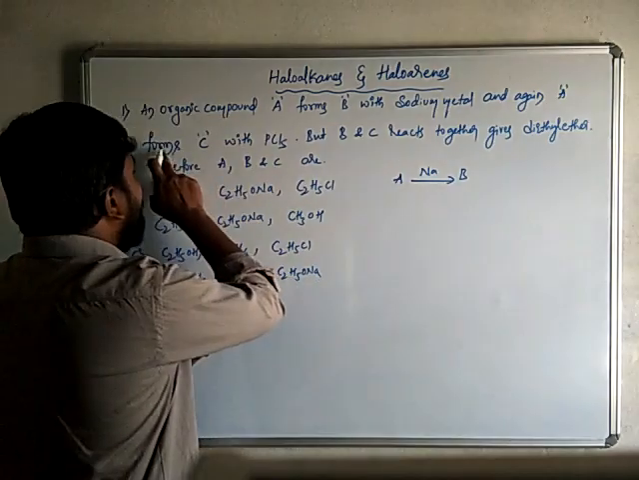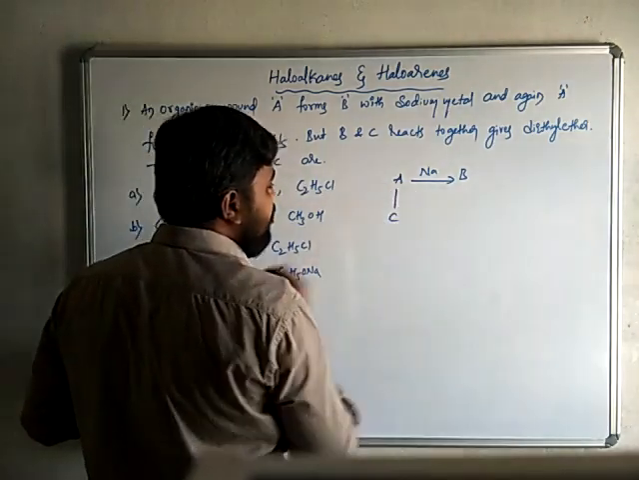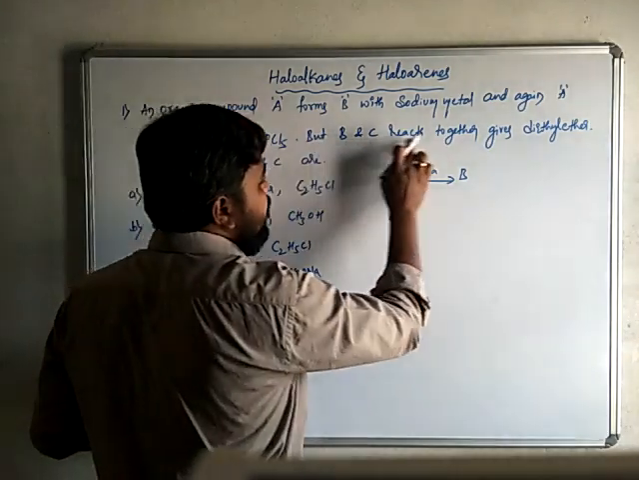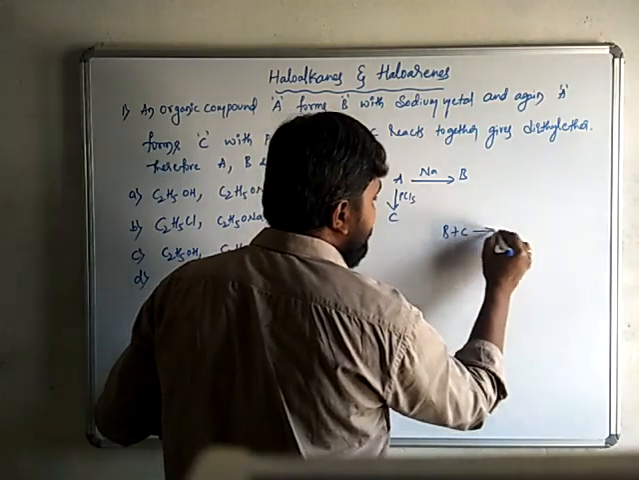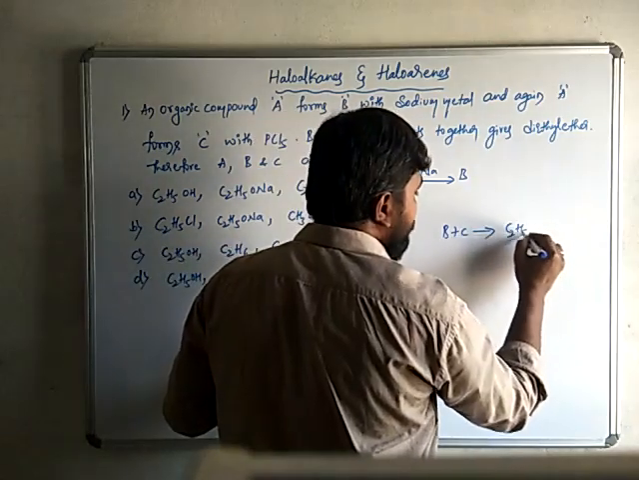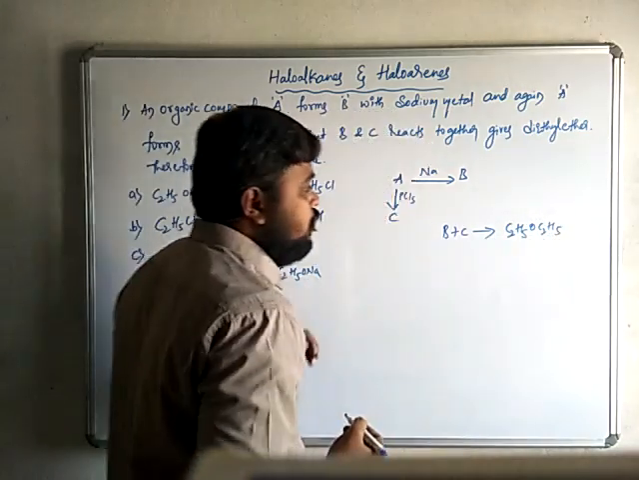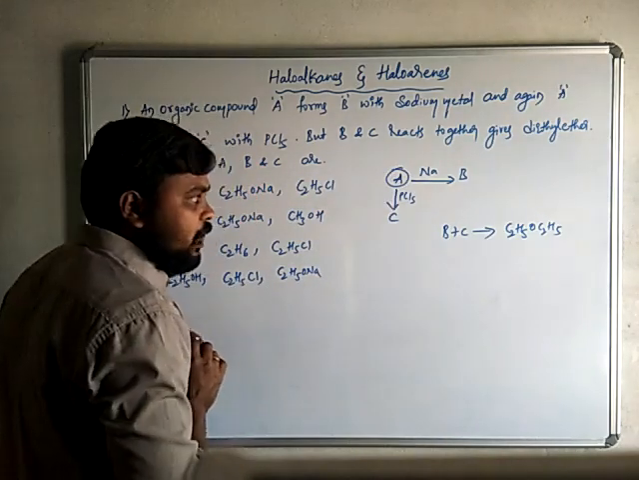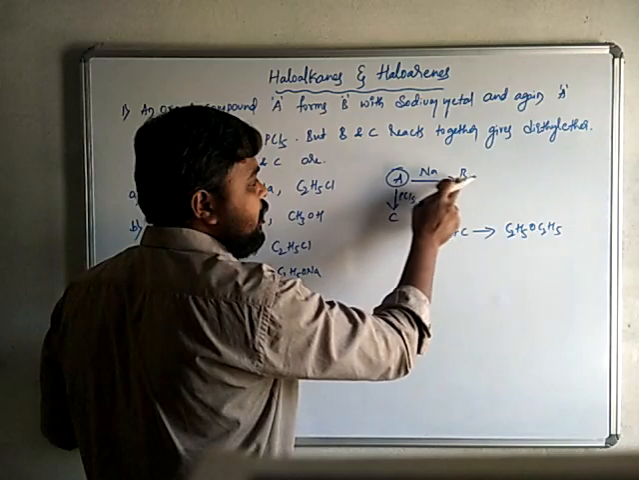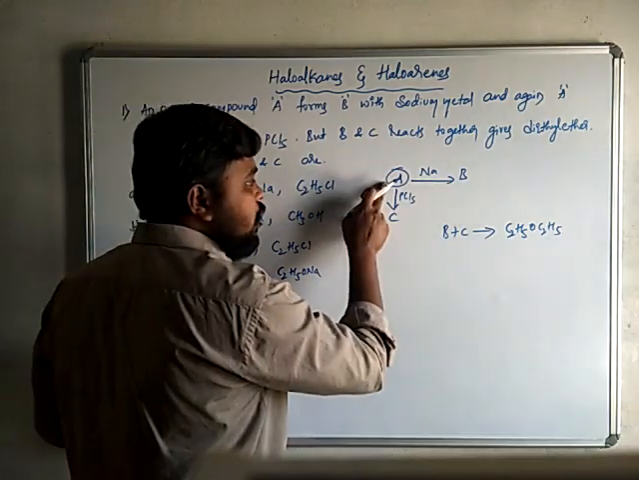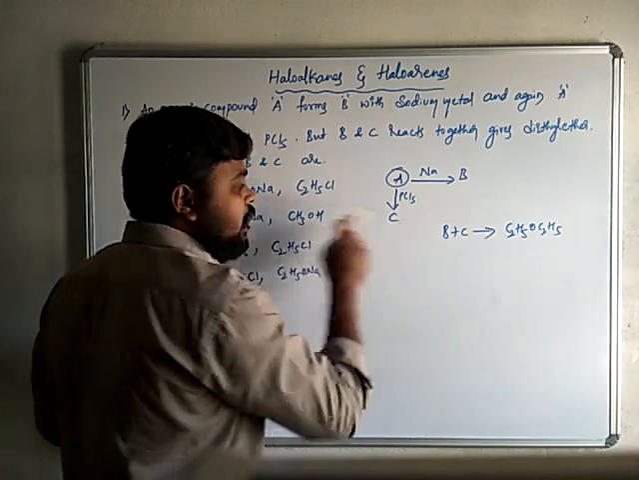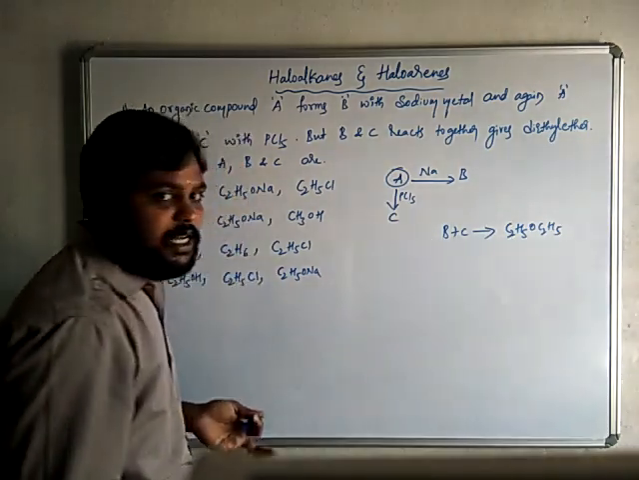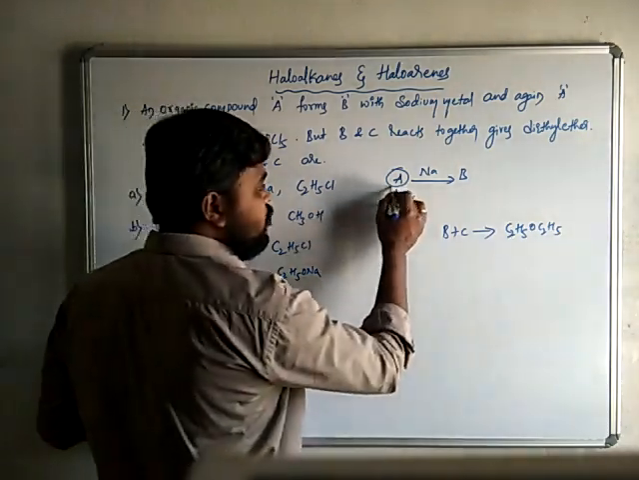Again A forms C with PCl5. But B plus C react together giving diethyl ether, formula C2H5OC2H5. So then what are A, B and C? Here A will be an alcohol, because alcohol reacts with sodium metal, it gives sodium alkoxide, and this alcohol containing OH group reacts with PCl5, it gives alkyl chloride. This sodium alkoxide and alkyl halide react together giving ether, that is Williamson synthesis of ether, we know that. So that's why A should be an alcohol.